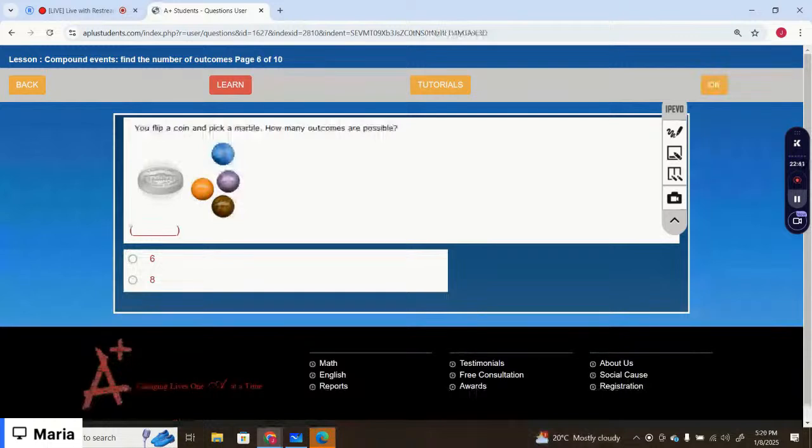You flip a coin and pick a marble. How many outcomes are possible? So, which is the correct option? That is 8. 4 times 2 is 8. Option number 2 is the correct option.